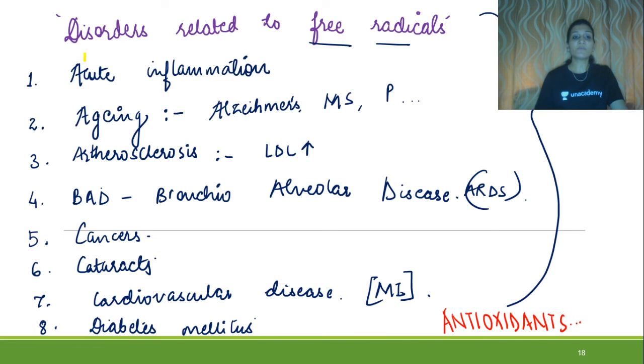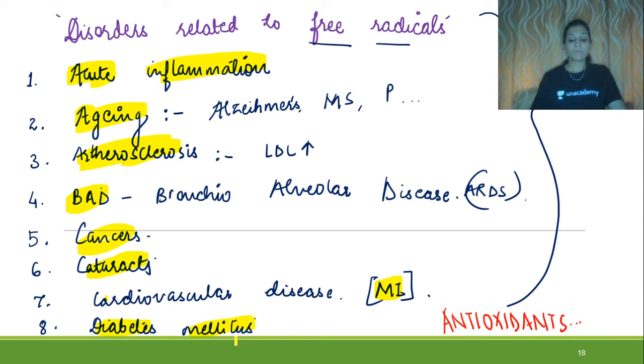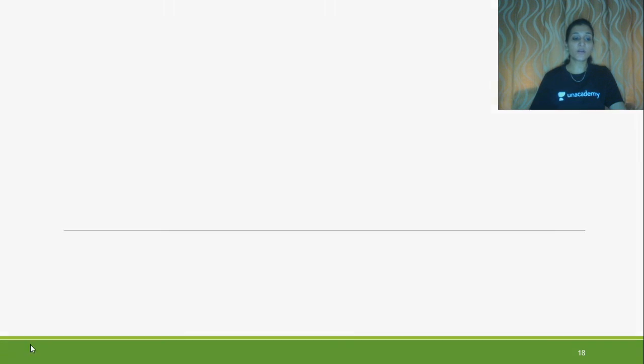Then we have seen some of the disorders related to free radicals. Those are acute inflammation, aging, atherosclerosis, bronchoalveolar diseases, cancers, cataracts, MI, and insulin dependent diabetes mellitus. Right? Now, this is for your free radicals, what they actually are.